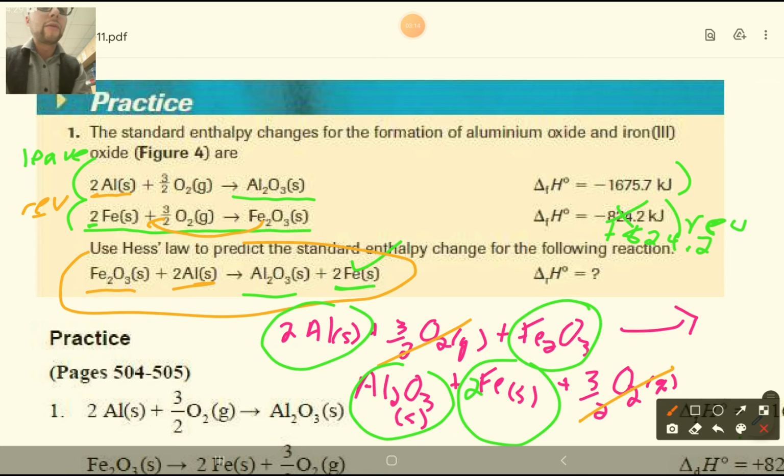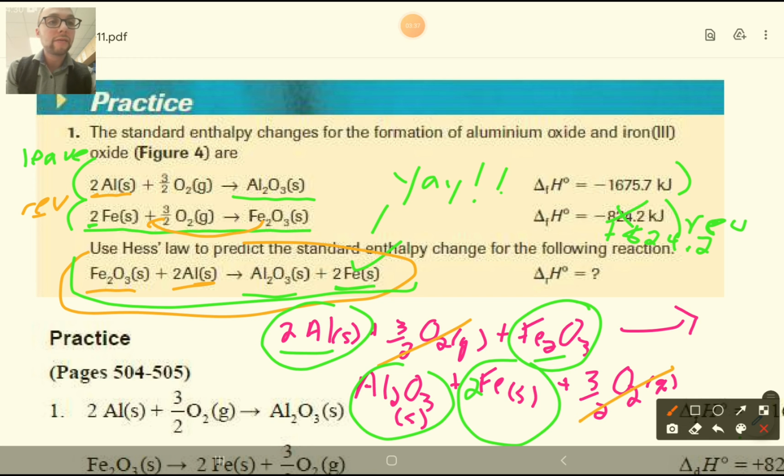And when I highlight what's left over, 2 moles of Al on the reactant side plus 1 mole of iron(III) oxide on the reactant side gives us 1 mole of aluminum oxide on the product side and 2 moles of iron on the product side. We have the reaction proven. Okay, and we'll do a celebratory yay.